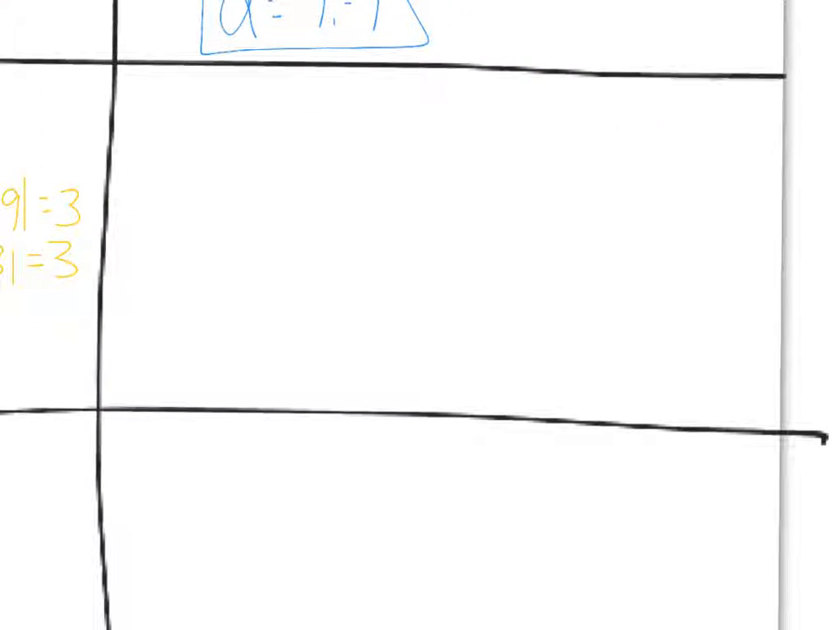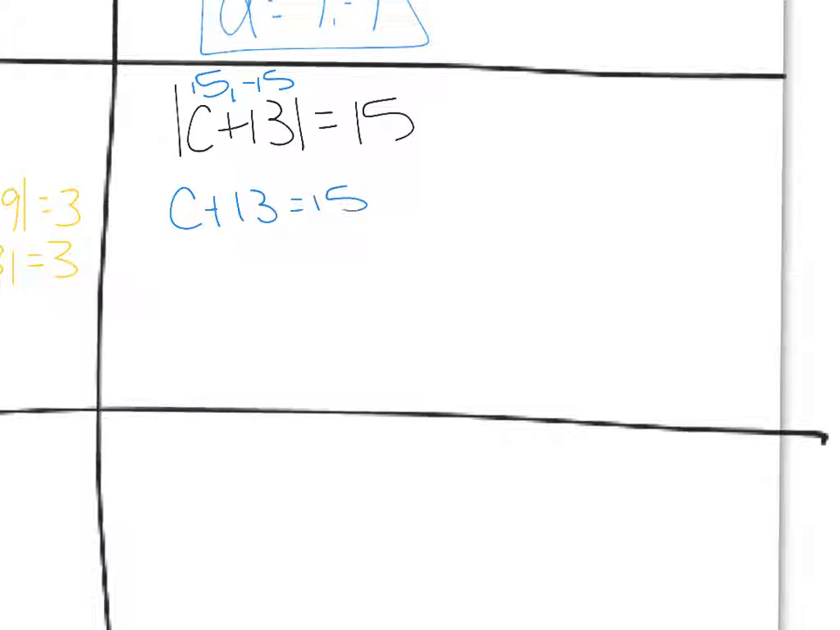What if I have the absolute value of c plus 13 equals 15? Kind of like in the last one, this tells me that something has an absolute value of 15. Whatever's inside here is 15 steps away from 0. So we know that whatever's inside here could be 15 or it could be negative 15, because both of those numbers have an absolute value of 15. So that tells me that c plus 13 could equal 15 or c plus 13 could equal negative 15.